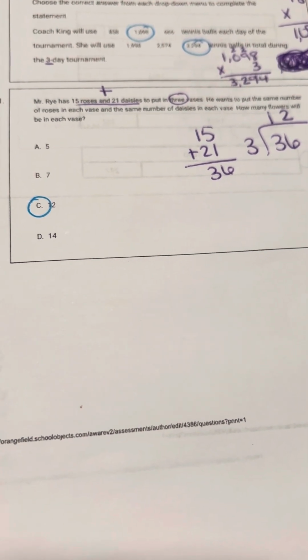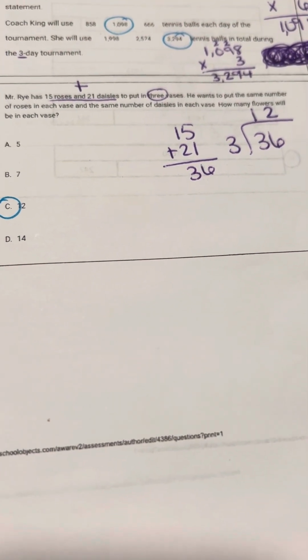Number 11 says, Mr. Rye has 15 roses and 21 daisies to put in 3 vases. He wants to put the same number of roses in each vase and the same number of daisies in each vase. How many flowers will be in each vase? So if we look at this, we first need to add the number of roses and daisies together to see how many flowers we have. And 15 plus 21 would be 36. And then we have to divide that by 3 vases. And 36 divided by 3 comes out equally into 12. So there'll be 12 flowers in each vase. And if we took it a step further, it would actually be 6 roses and 6 daisies in each vase, but we're not going to do all that.